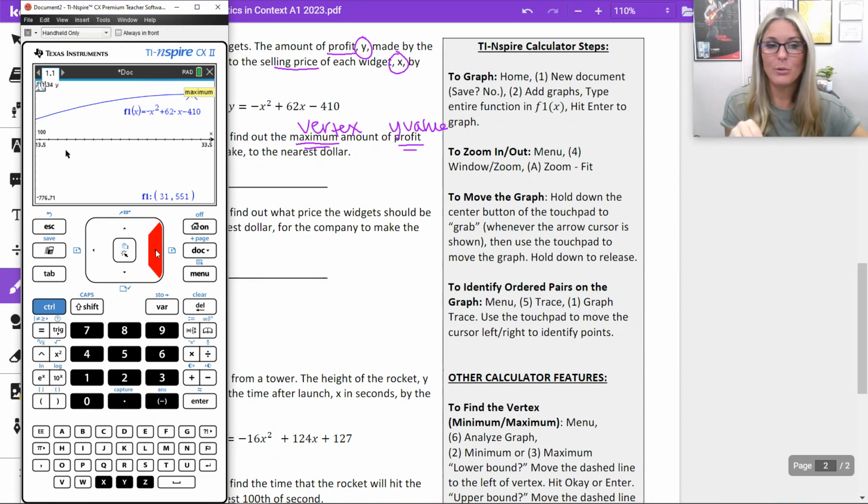And in the bottom right corner, we see 31, 551. Okay. We were being asked about the profit. So the Y value, $551, is the maximum profit that this company could ever make based on the selling price of each widget using this quadratic function.